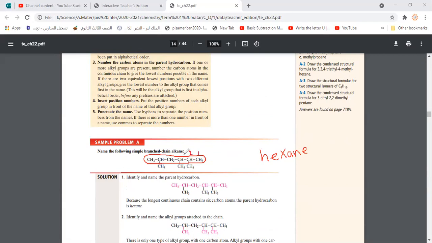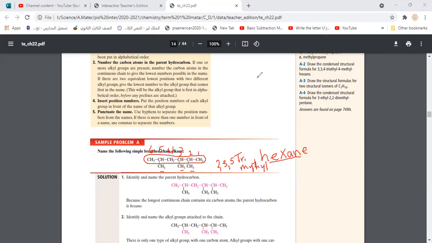So 1, 2, 3, 4, 5, and 6. So like this, we have one branch on carbon number 2, the second one on carbon number 3, and the third one on carbon number 5. Okay. So in that case, we said 2, 3, 5, trimethyl, which means 3 here. Trimethylhexane, which means we have a hexane chain. This chain carries 3 methyl groups on carbons 2, 3, and 5.